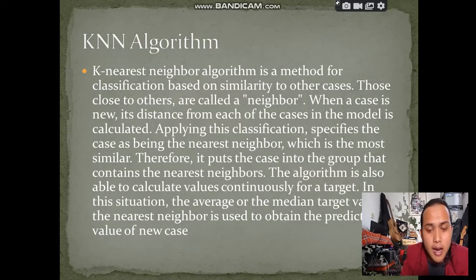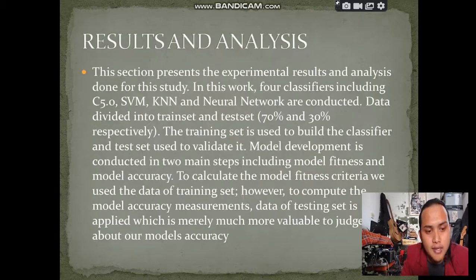The third is the KNN algorithm, or K-nearest neighbor algorithm, a method for classification based on similarity to other cases. Those close to others are called neighbors. When a case is new, its distance to each of the cases in the model is calculated. Applying this classification specifies the case as being the nearest neighbor, which is the most similar. Therefore, it puts the case into the group that contains the nearest neighbor. The algorithm is also able to calculate values continuously for a target. In this situation, the average or median target value of the nearest neighbors is used to obtain the predicted value of new cases.